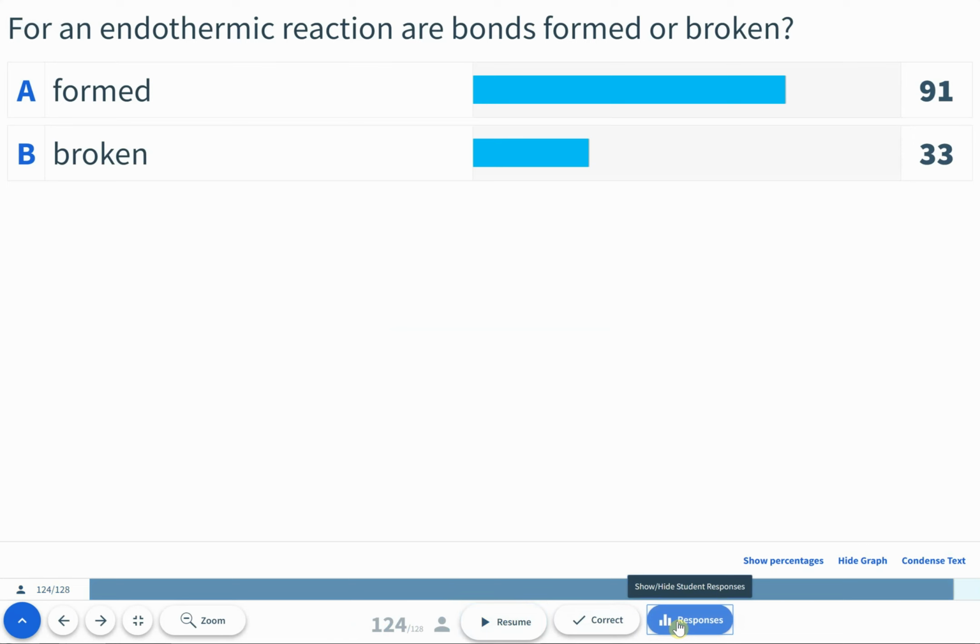Think of it like this. If these two are atoms that are bonded, and I'm going to break this bond, I've got to overcome that potential energy well. That's going to take energy. They're going to absorb energy, and I'm going to pull them apart. That's breaking bonds. So that's endothermic.